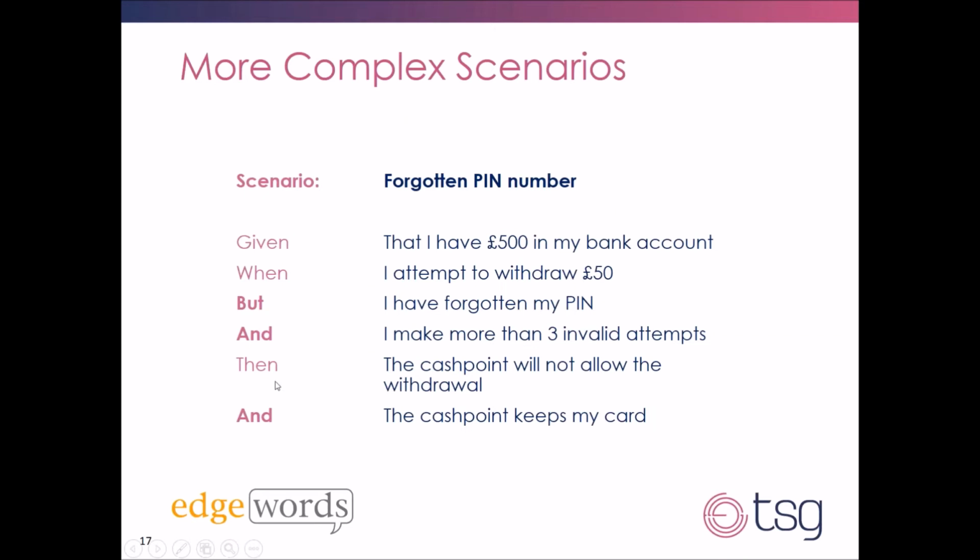Now we can make these more complex using the keywords but and. So here's another example here. This is a scenario. Remember, a scenario is really equivalent to a test scenario. Forgotten PIN number. Given that I have £500 in my bank account, so there's my prerequisite. When I attempt to withdraw £50, but I've forgotten my PIN, and I make more than 3 invalid attempts, then, so this is the outcome, the cash point will not allow the withdrawal and the cash point keeps my card.